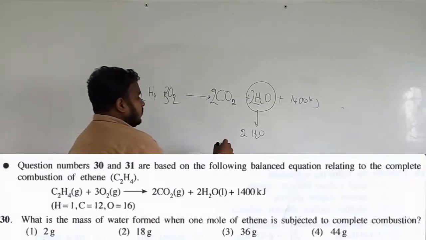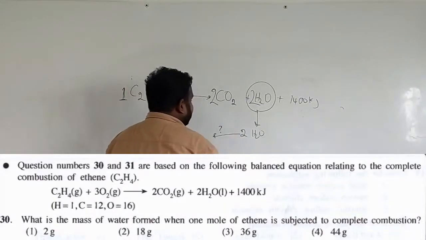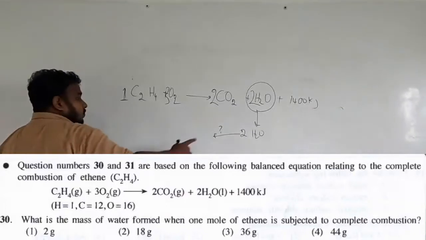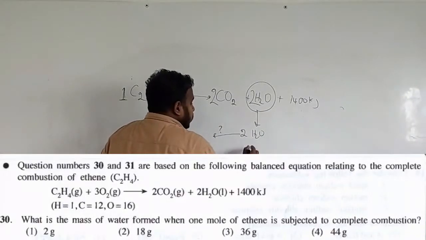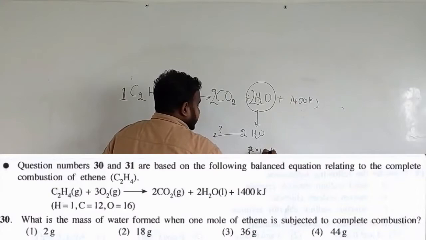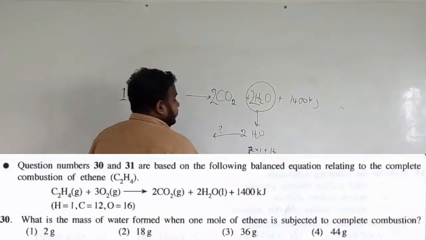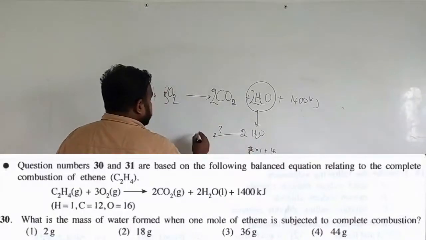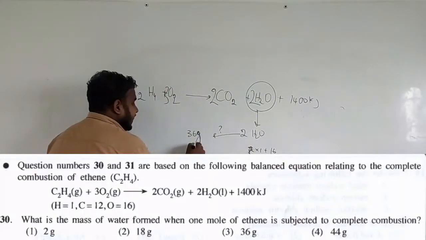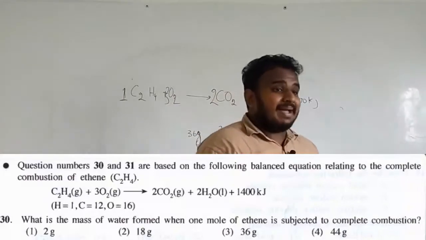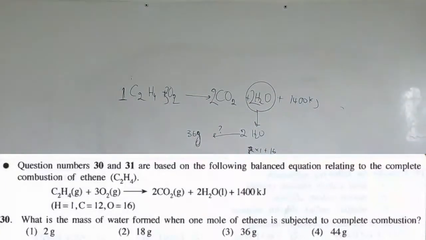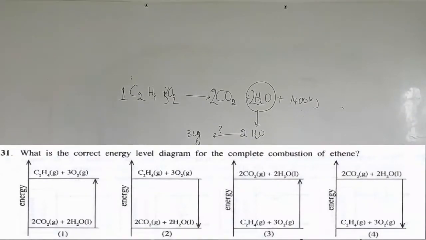So 2 moles of water, what is the mass of it? They have asked you the mass. So we know that water H2O is 2 into 1 plus 16, which is going to be 18 gram per mole. That means if you take 1 mole, there will be 18 gram. 2 moles means it's going to be 36 gram. The question is, what is the mass that will be released? That's going to be the third answer for the 30th question. Right, we'll do the 31st as well with this video, because 30 and 31 are related to each other.